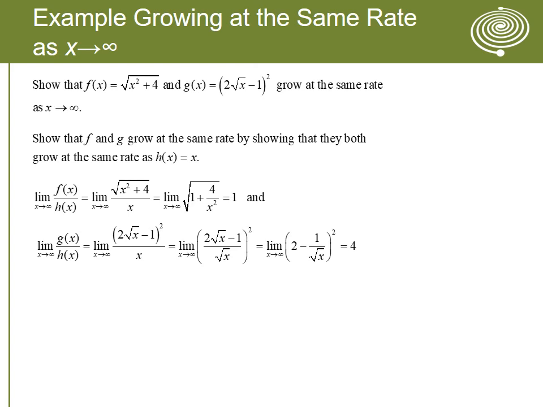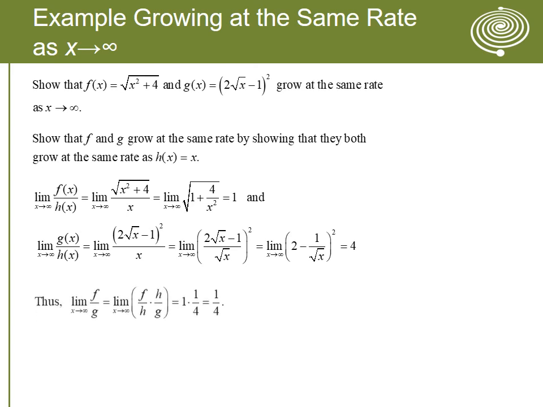If you try to find the limit of the inner function inside the bigger bracket, you get the limit of 2 minus 1 over root x as x goes to infinity. As x goes to infinity, the expression 1 over root x goes to 0. So you will have only 2 inside the bracket, and 2 squared is 4. The limit of 4 as x goes to infinity is 4 because it's the limit of a constant. Okay, this proves that g of x grows at the same rate as h of x.